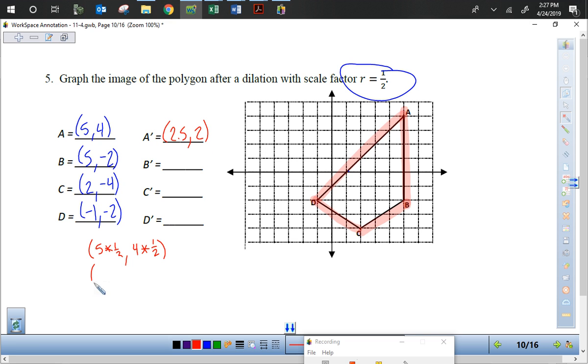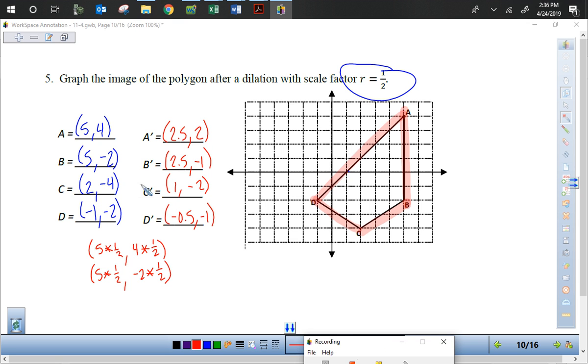Next one, we're doing the same thing. 5 gets multiplied by 1/2. Negative 2 gets multiplied by 1/2. We already did half of 5, that's 2.5. Negative 2 times 1/2, negative 1. 2 more points. Pause the video, get those done for me.